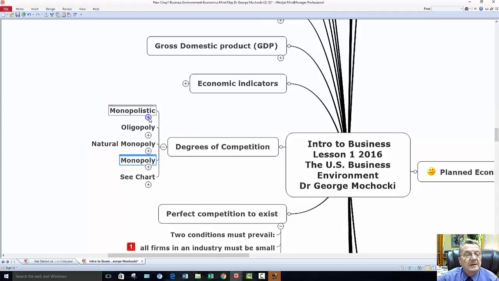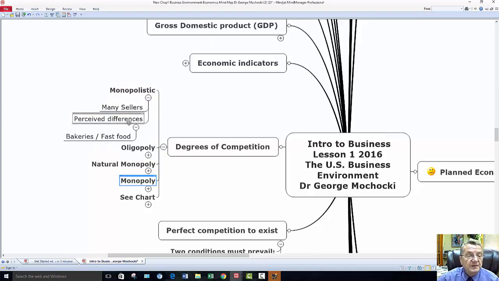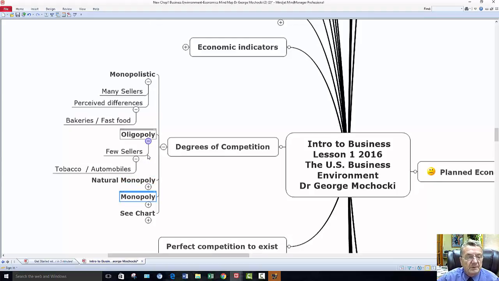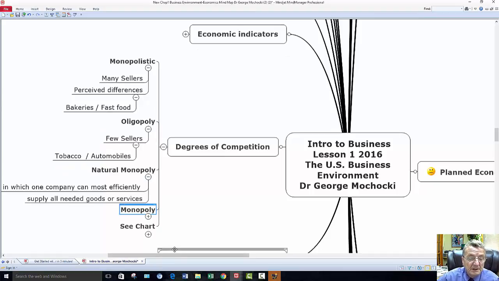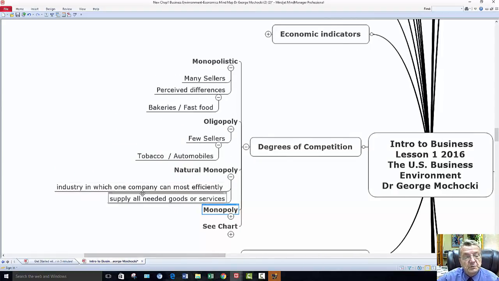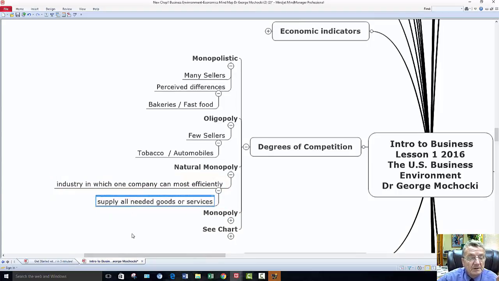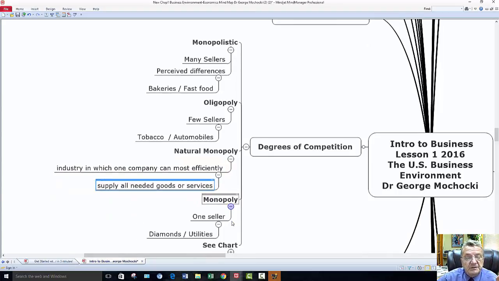So you're looking at monopolistic competition: many sellers, perceived differences, bakeries, fast food, Coke, Pepsi, soda drinks. We'll talk about that when we get to marketing. Oligopoly: a few sellers, tobacco, auto. A natural monopoly is a new one from the other authors: an industry in which one company can most effectively supply all the needs and goods of the organization. And monopoly, you don't see too many. One seller, diamonds, utilities. Even utility companies used to work for ComEd, Commonwealth Edison, or Exelon Corporation. They're combining because you have economies of scale, but you can also buy here cogenerations.